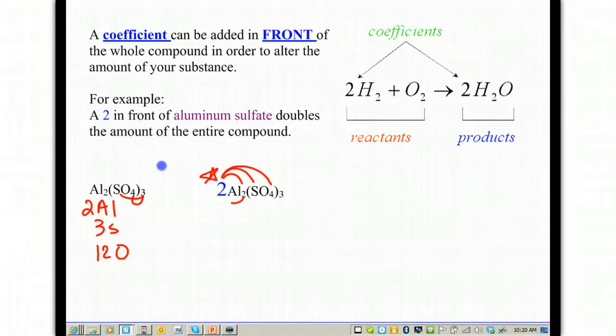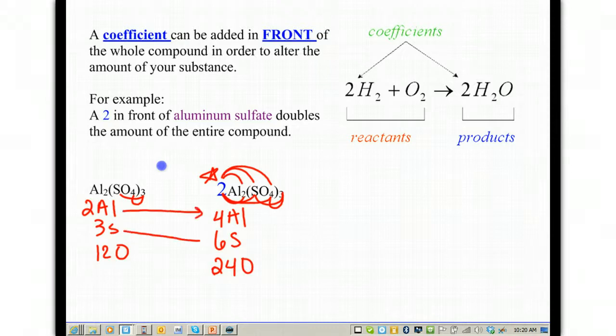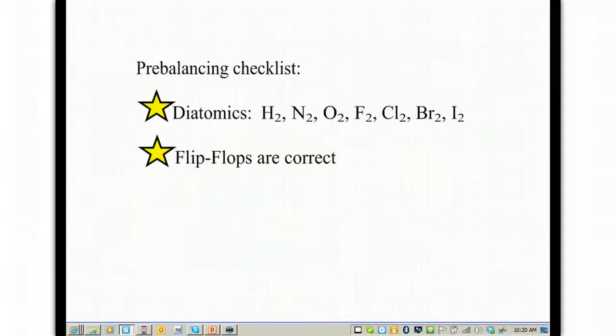So I'll have 2 times 2 equals 4 aluminums. 3 times 2 is 6 sulfur. 3 times 4 is 12, times 2 is 24 oxygen. And as you can see, it's exactly double from what it was before. Each element you should have twice the amount. So coefficients distribute across the entire compound.